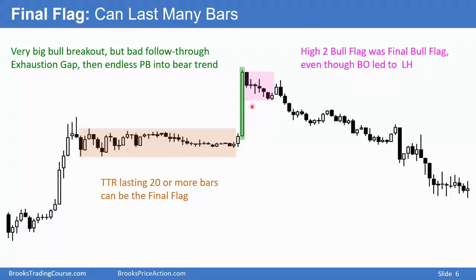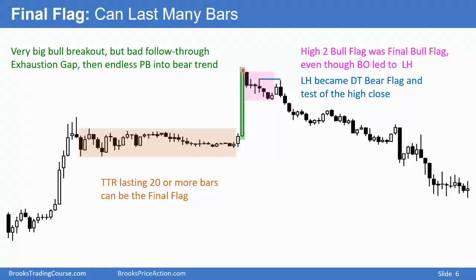We have a high 2 bull flag. Here's a high 1, here's a high 2. This became the final bull flag, even though the breakout did not go above the top of the bull trend. This was the last bull flag in this bull trend. So a small final flag. For the bears, it's a double top bear flag.